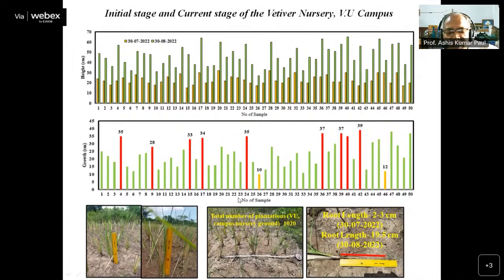Just imagine. The root length was also measured, and it was very extensive. So naturally, you can see a real photographic document of our vetiver nursery site at our Vidyasagar University campus, from where we can supply the vetiver grasses demanded by the villagers, and also by the students and the participants when we conducted our workshop in this area.